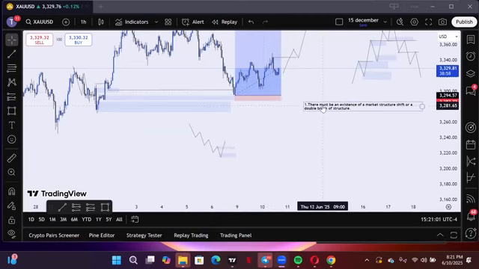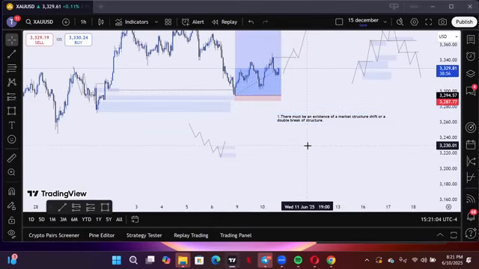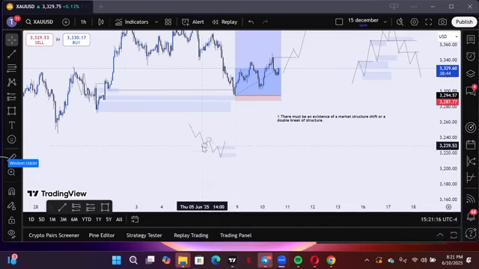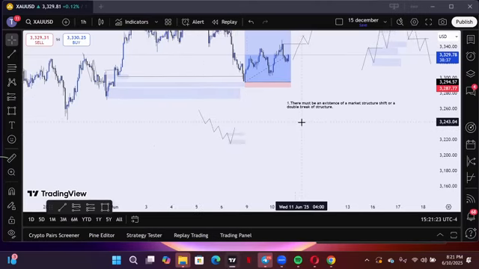I said that the first rule in picking a point of interest, the first rule in picking any entry, is that there must be an existence of a market structure shift, or a double breakout structure. So what it means is that if you have an initial downtrend, you don't look for any POI until the market gives you a market structure shift or a double breakout structure. In this scenario, we have a downtrend, lower highs, lower lows, lower highs, lower lows, lower highs, lower lows, then a higher high. So it means that we got a market structure shift.